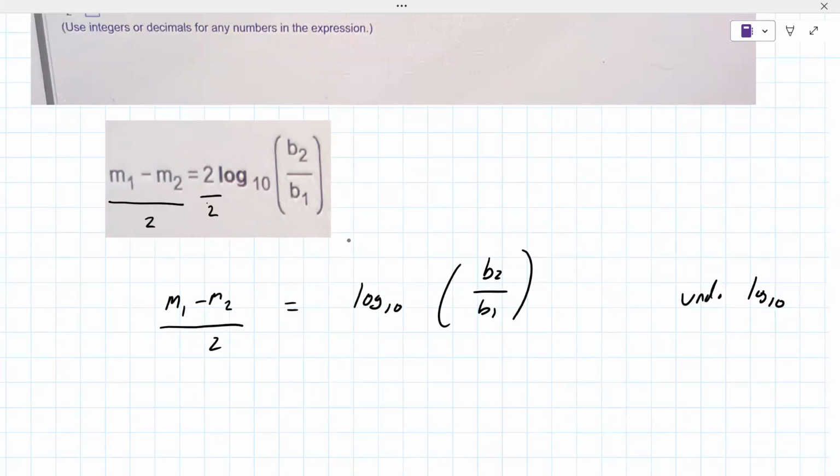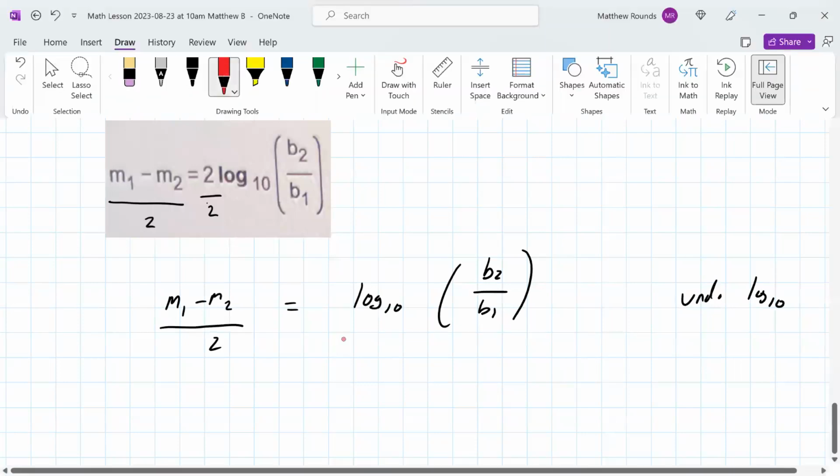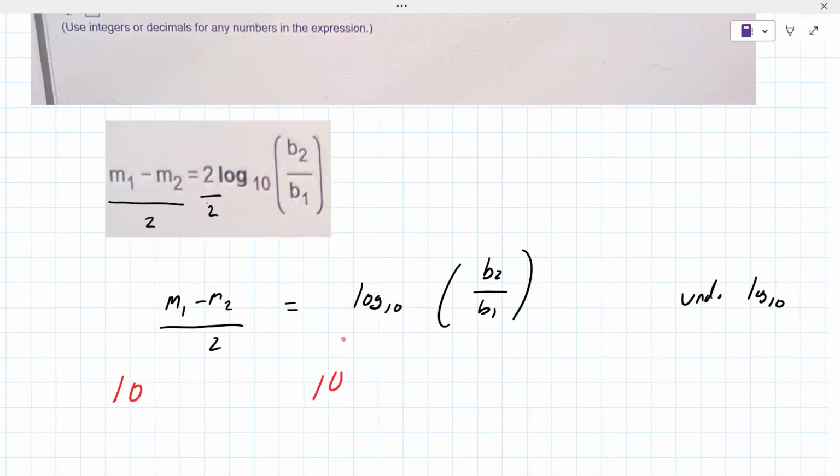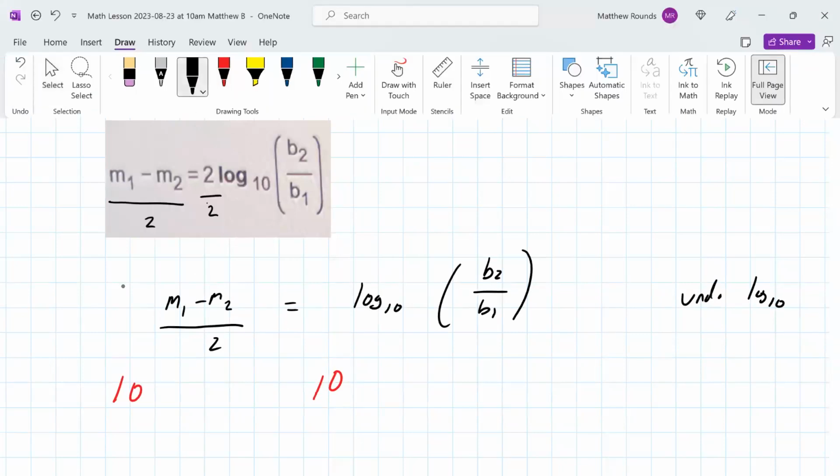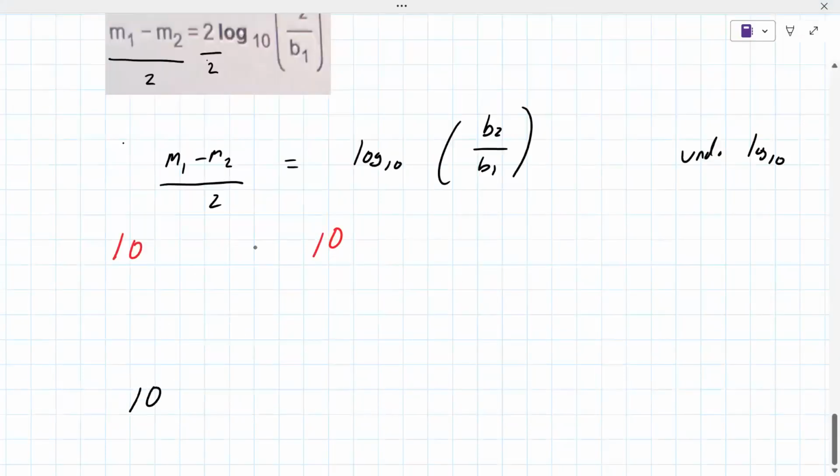undo log base 10. You do that by using a base, and you can just show it like here, 10 to the power of this. So this is an exponent, this is an exponent, and it undoes the log. On the left, it doesn't undo anything. It just is the exponent, M1 minus M2 over 2. That's the exponent, equals B2 divided by B1.